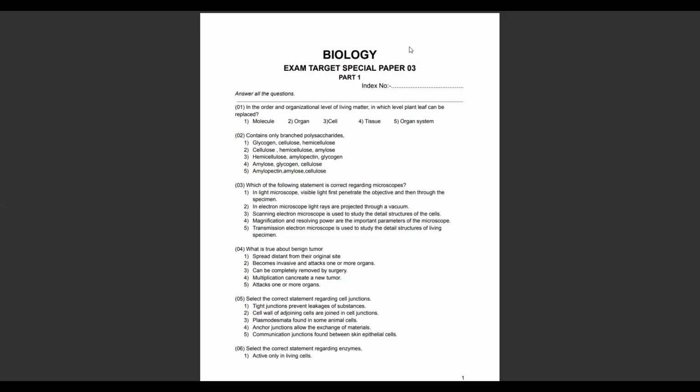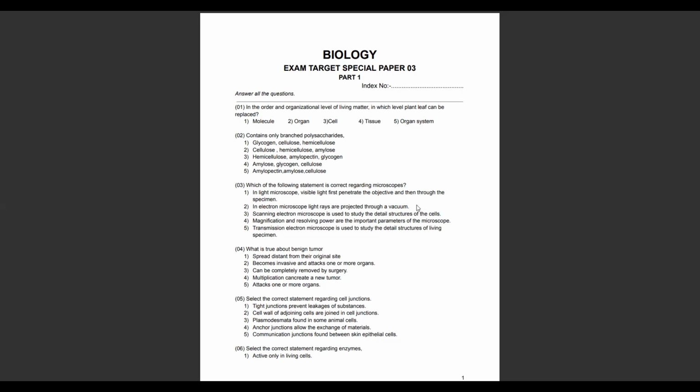So the eyepiece further magnifies that image. Now in the first answer they have given that in the light microscope, visible light first penetrates the objective and then the specimen. No. First, visible light penetrates the specimen or the object and then passes through the objective lens. So we can't take the first answer. Answer number 2: in the electron microscope, light rays are projected through a vacuum. Yes, vacuum is correct. In the electron microscope, they are using a vacuum.